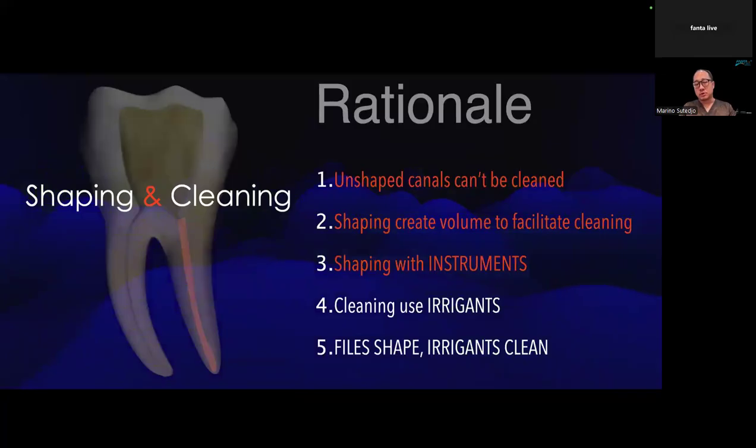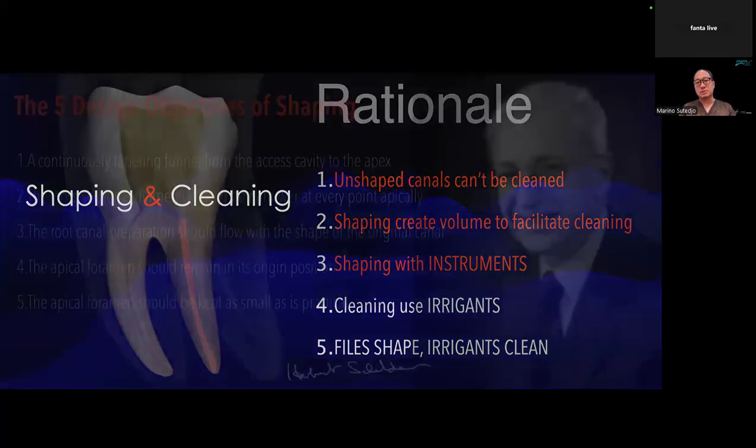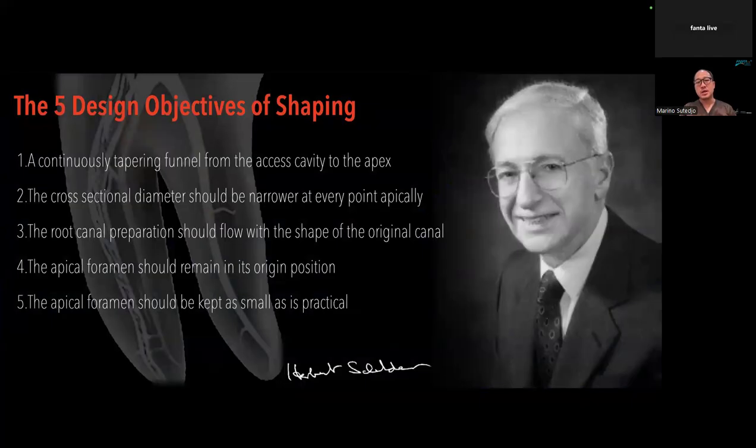And if we want to do our root canal instrumentation, it means we need to have an idea of what the design objective of shaping is, like what Schilder told us and taught us many, many years ago. And I do believe what he taught many years ago still applies today in the modern era of endodontic treatment. And what he said about creating a design objective of the shaping, the first thing is to create a funnel shape from the access cavity to the apex.